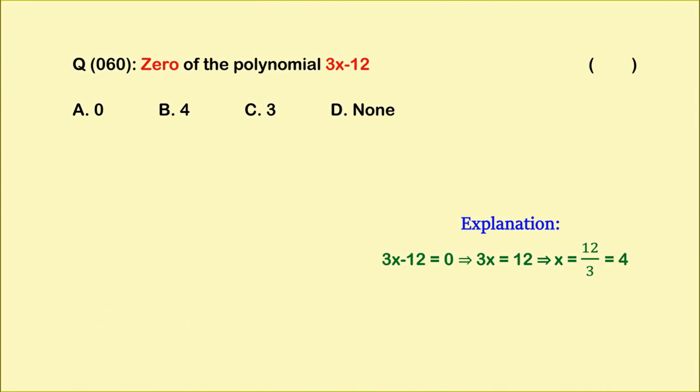Question number 60. Zero of the polynomial 3x minus 12. If we make 3x minus 12 equal to 0, that means 3x is equal to 12. So x is equal to 12 by 3, that is x is equal to 4. So the right answer is B.